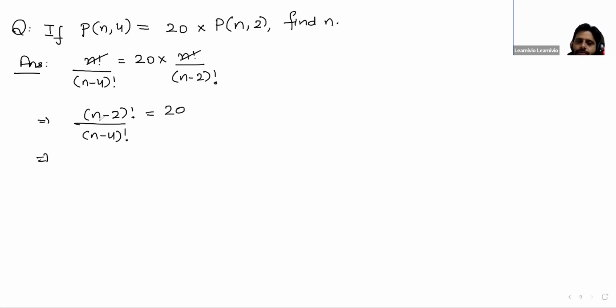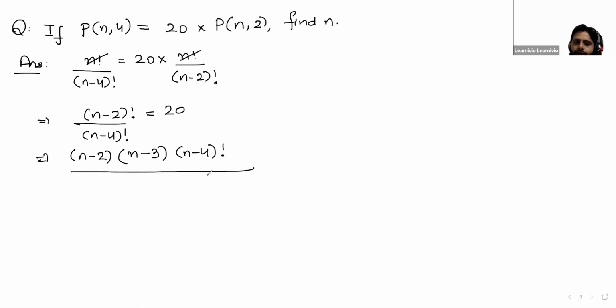Yusra, please tell me which one is greater, n minus 2 or n minus 4? n minus 2. n minus 2, very good. So we will expand this n minus 2 up to n minus 4. The first term will be n minus 2. The next term will be n minus 3. Next term will be (n minus 4) factorial. We will expand up to (n minus 4) factorial only. And in the denominator we have (n minus 4) factorial, and this is equal to 20. These two are cancelled out. So finally, we will get (n minus 2) into (n minus 3), and this is equal to 20.